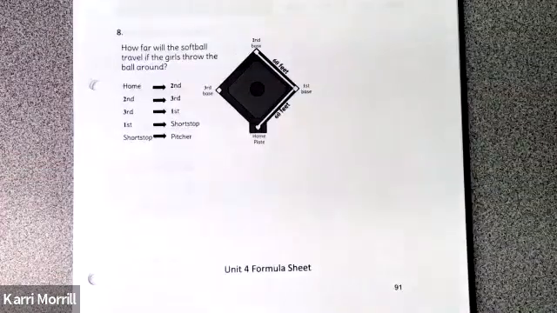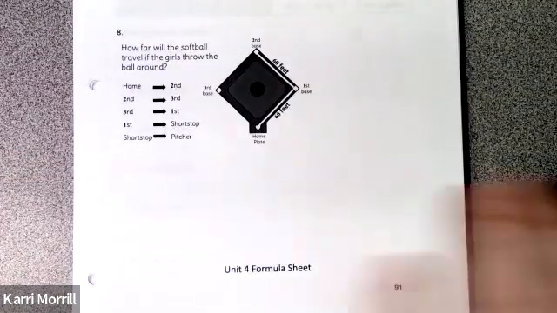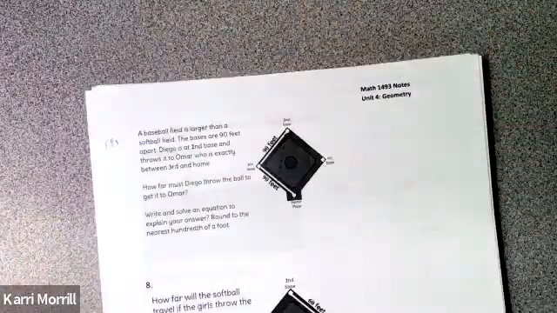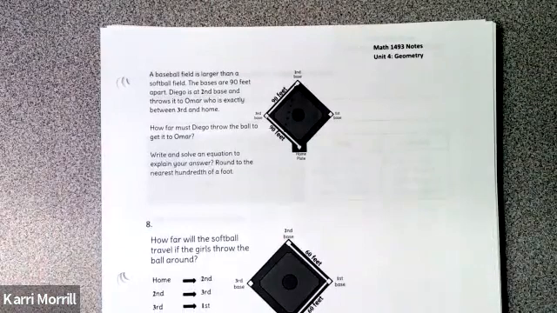All right, last page of these notes, and then we'll be done. I actually have never seen an example like this, so this will be my first time doing it. I thought I looked at these notes, but I didn't. It says a baseball field is larger than a softball field. The bases are 90 feet apart.